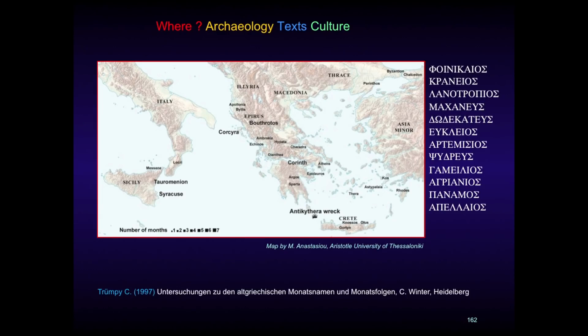This was basically worked out by Alex Jones based on work by Caterina Trumpy. If you look, say, at the blue month names there, you can see on the map, prepared by Lina Anastasiou of the Aristotle University of Thessaloniki, little blue squares. The bigger the square, the more the local calendar, number of months in the local calendar coincides with the Antikythera calendar. And you can see these blue squares right across the ancient Greek world.